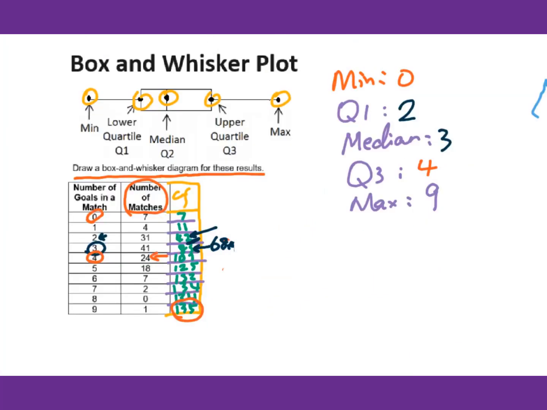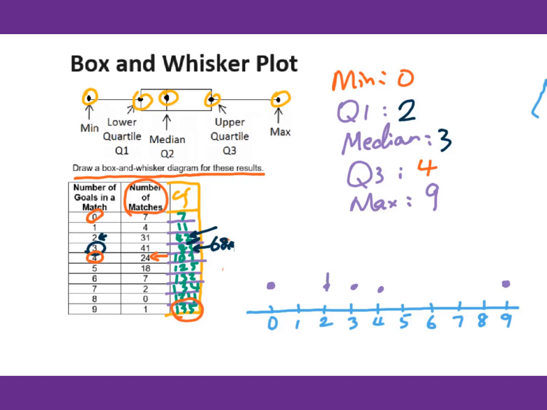Now let's draw the whisker plot. We need a scale, so we need a line to show the scale. We get that from 0, 1, 2, 3, 4, 5, 6, 7, 8, here's 9. We need to plot minimum value, that's 0, maximum value, that's 9. The first quartile, that's 2, it's here. Median, that's 3. The third quartile, that's 4, it's here.